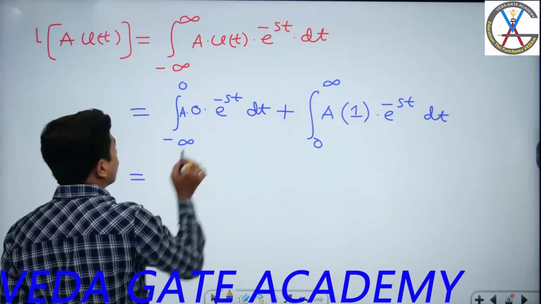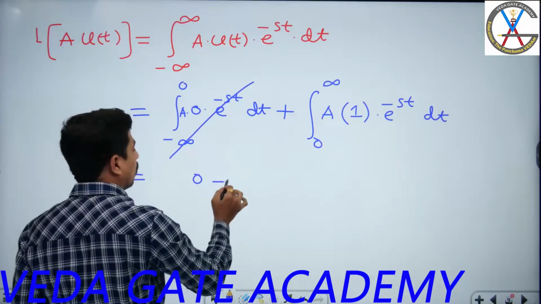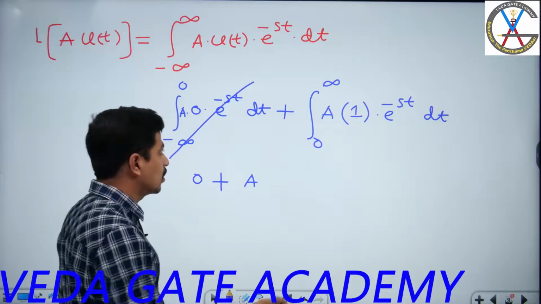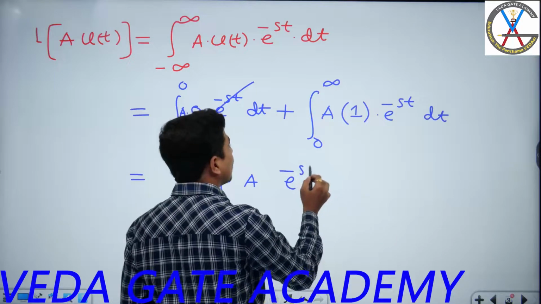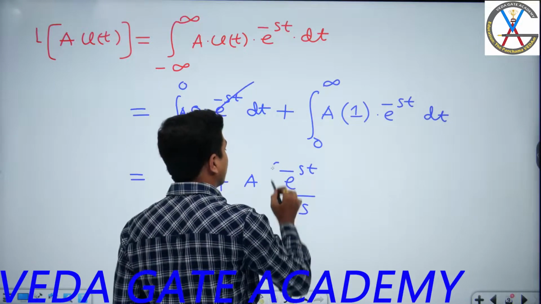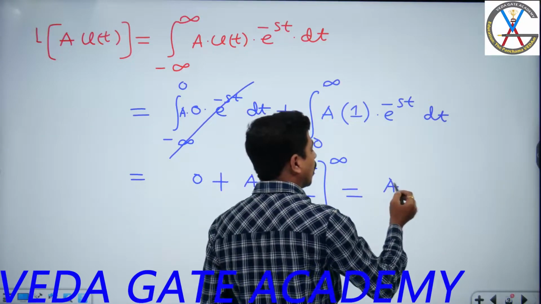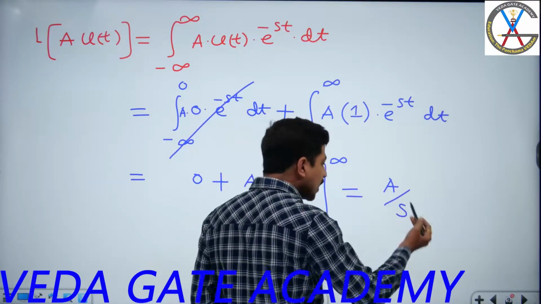Now from this, this integration will become 0 plus integral. A will come outside of the integration, as it is a constant. Then what you are going to get? E power minus st by minus s from 0 to infinity. If you calculate this integration after substituting the limits, you are going to get a by s.